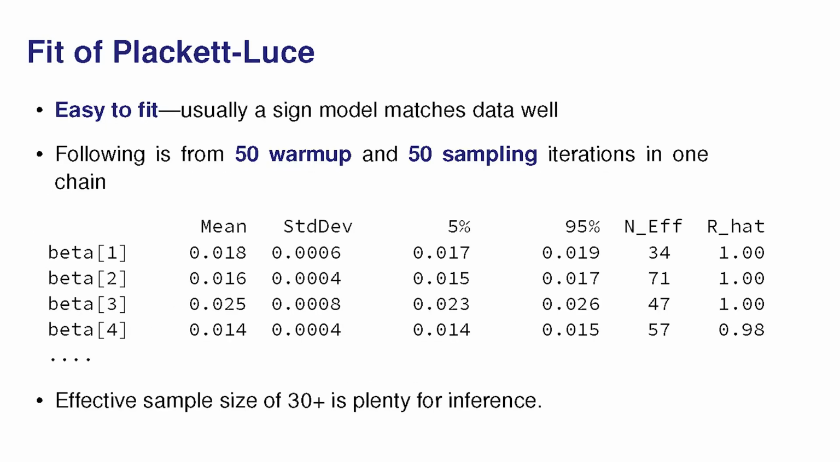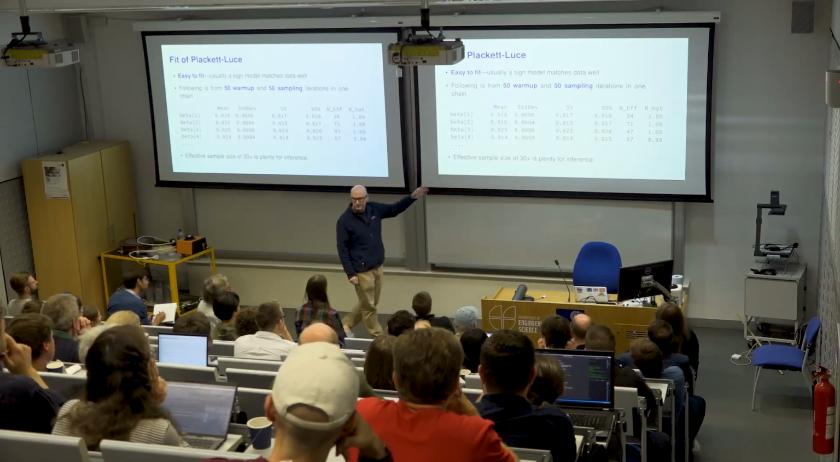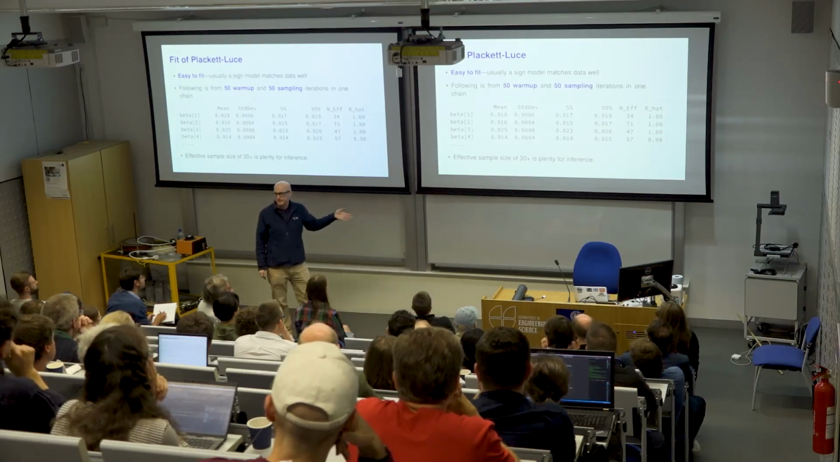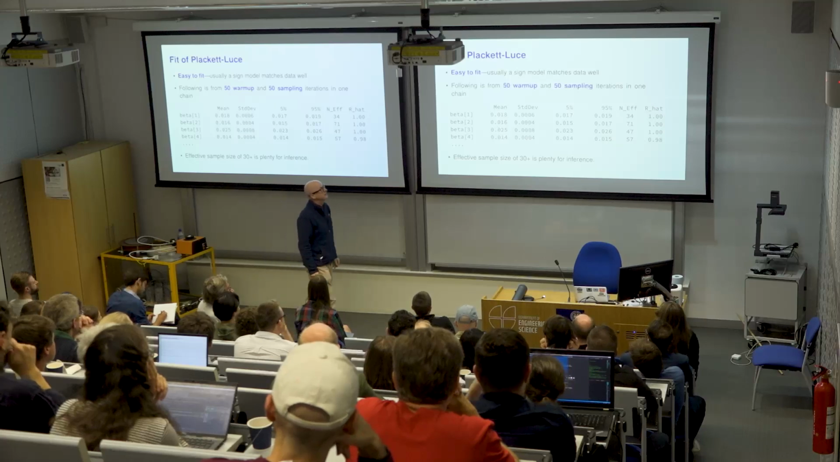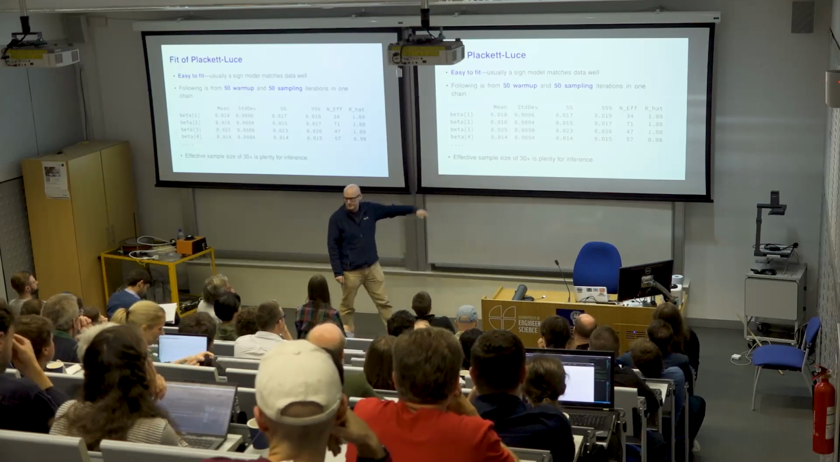So what's the answer? Right, well, first of all, the fit. The fit's very good. This is just 50 warm-up and 50 sampling iterations, which I realized when I was doing this was my draft mode, and I never took it out of draft mode when I generated this. But that's fine, because when we're done, we have an effective sample size of like 30 or 40. This is a very, very easy model to fit with this data that I actually used. So this is fine. 30 or 40 effective sample size is fine for inference.